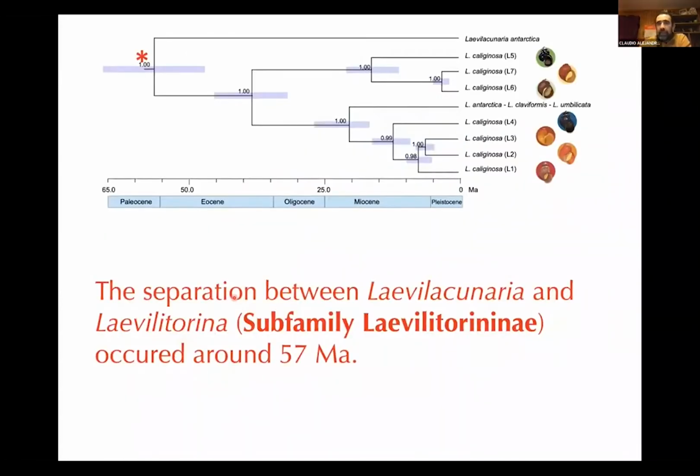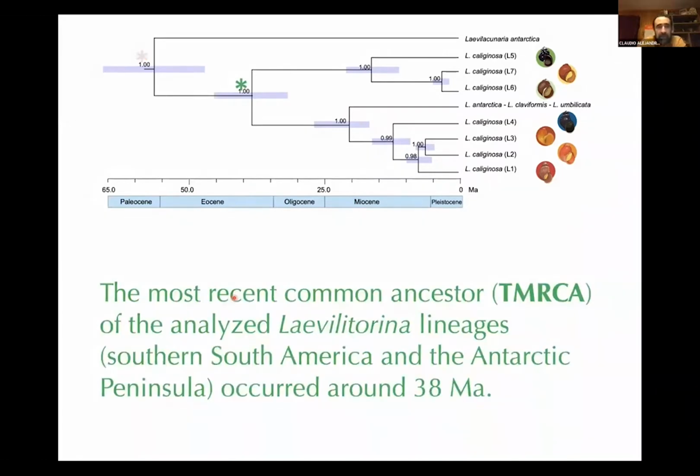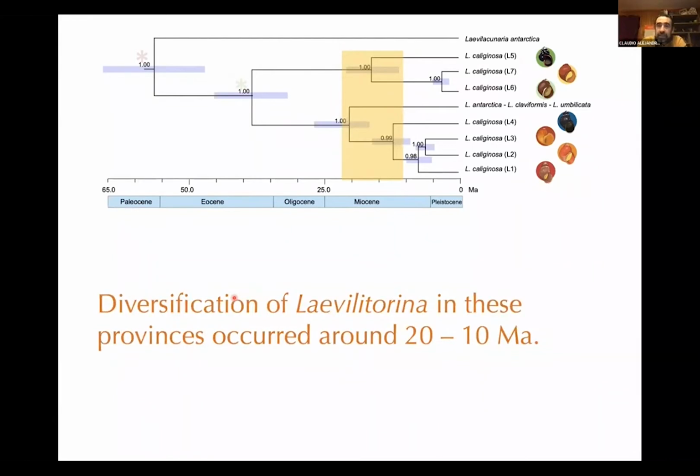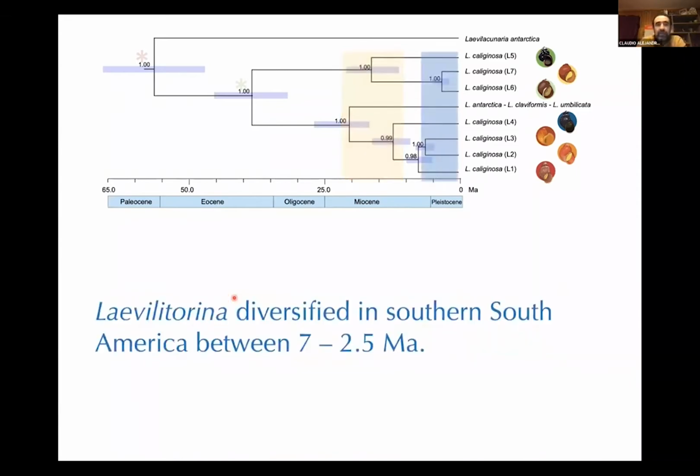Then, divergence time estimation in Levillitorina suggests that the separation between Labilacunaria, the sister genus of Levillitorina, and Levillitorina occurred around 57 million years ago. After that, the most recent common ancestor of the analyzed Levillitorina lineages occurred approximately 38 million years ago. Following this, Levillitorina diversified in the Antarctic Peninsula and southern South America between 20 and 10 million years ago. And finally, Levillitorina also diversified in southern South America between 7 and 2.5 million years ago.